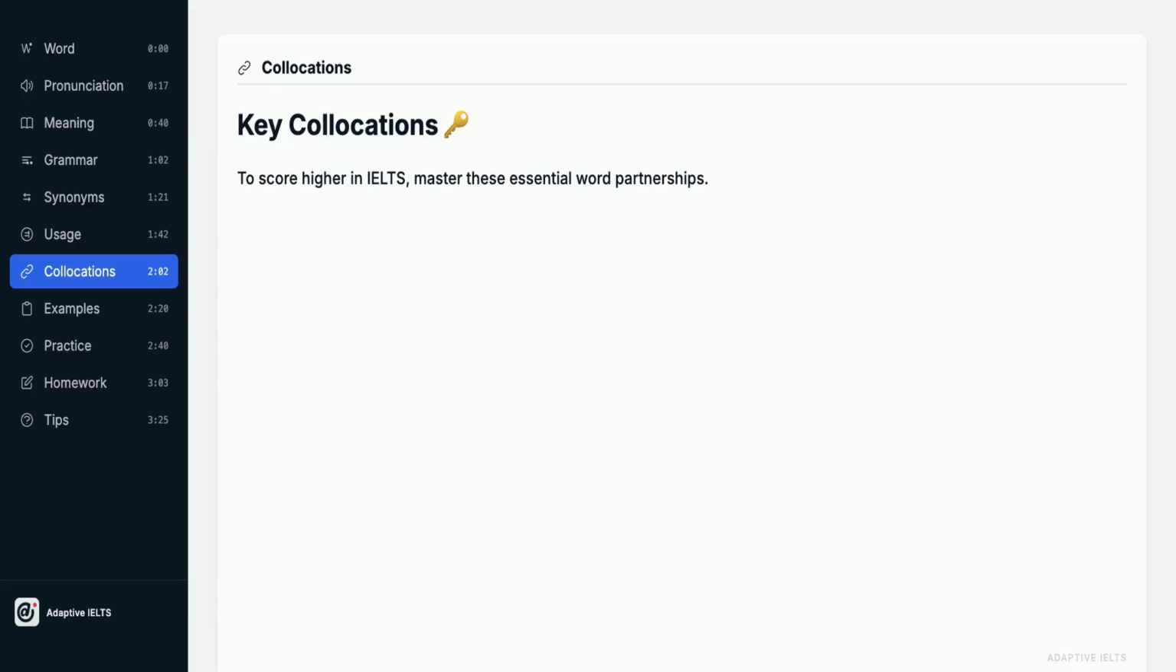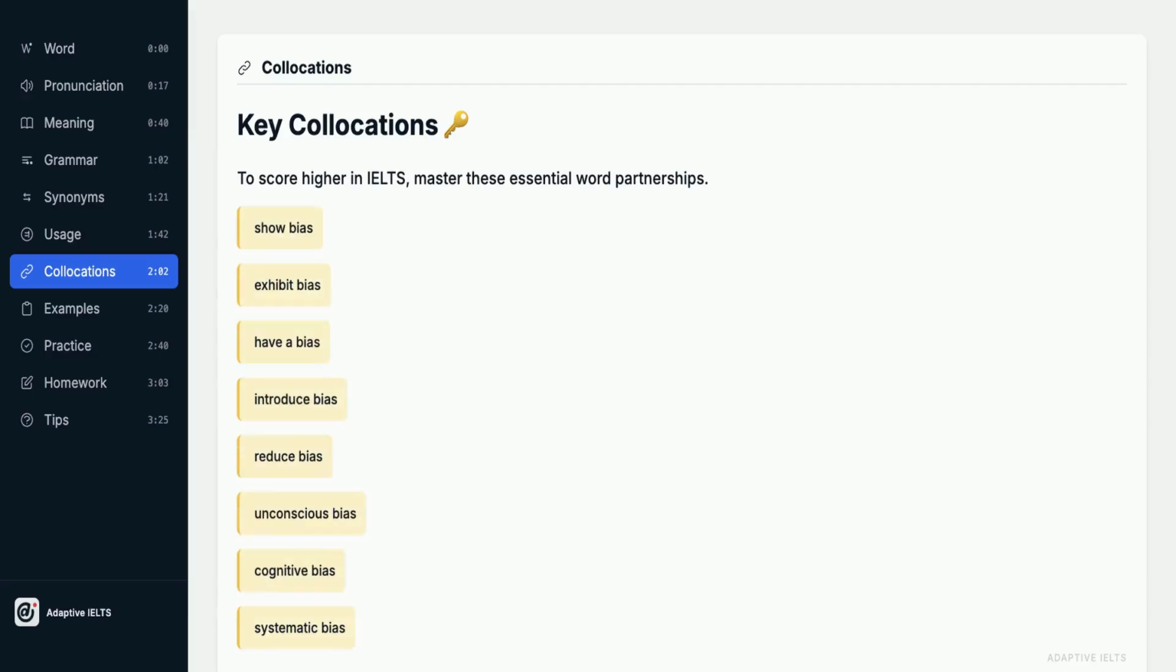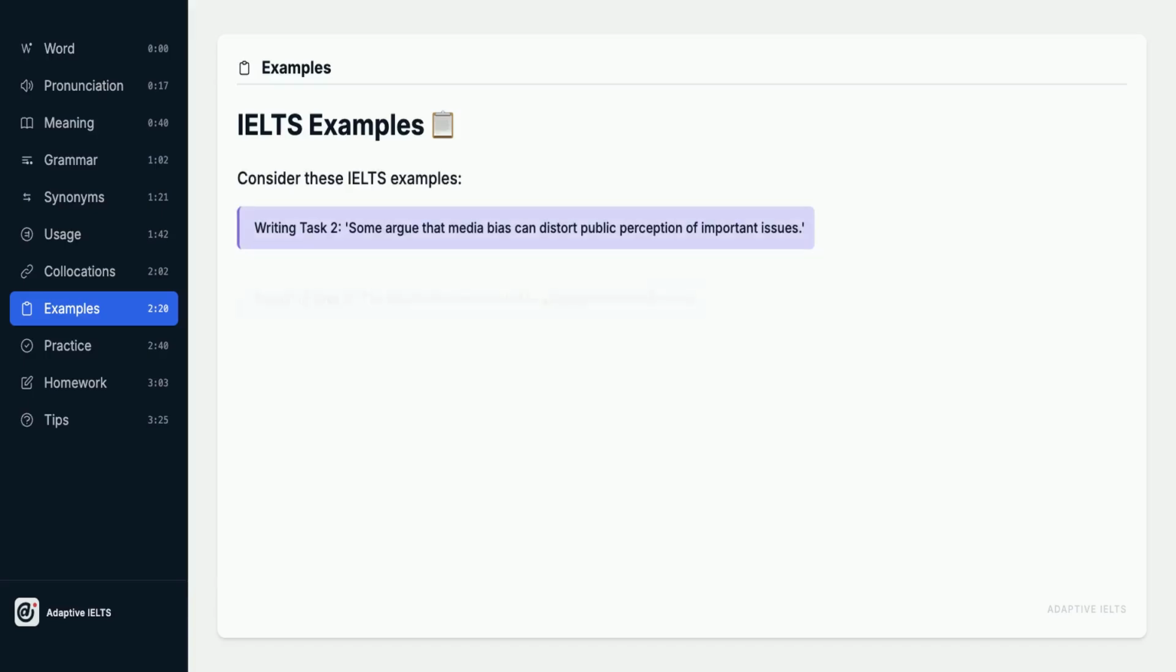To score higher in IELTS, master these essential word partnerships. Common collocations include show bias, exhibit bias, have a bias, introduce bias, reduce bias, unconscious bias, cognitive bias, systematic bias, selection bias. Consider these IELTS examples.